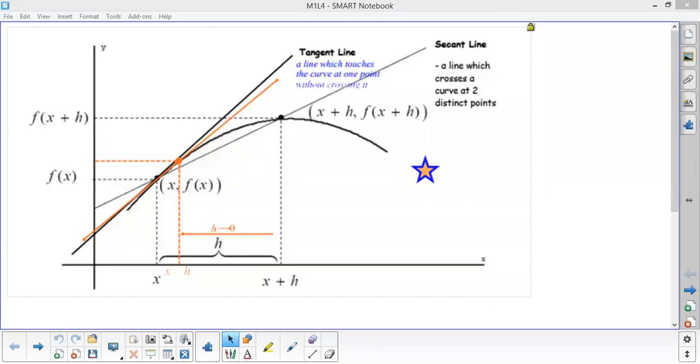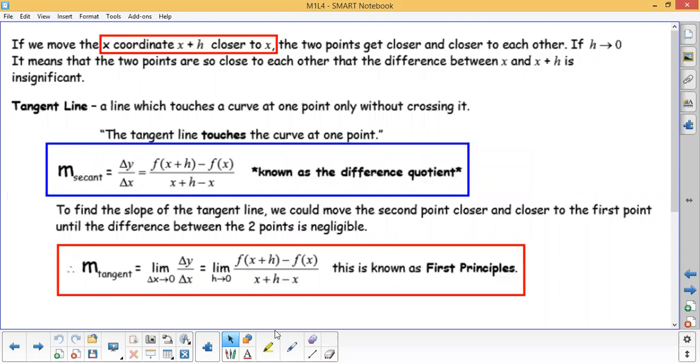So we always start with this whole concept of the tangent line and secant line, and I'm including it for the purpose of our notes and just a review on the definition in case anyone needs clarification. So a tangent line, again, is a line which touches a curve at one point only without crossing it. The tangent line touches the curve at one specific point.